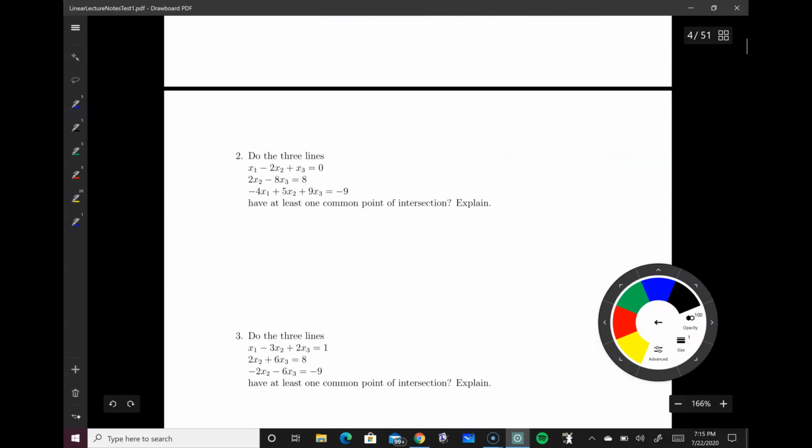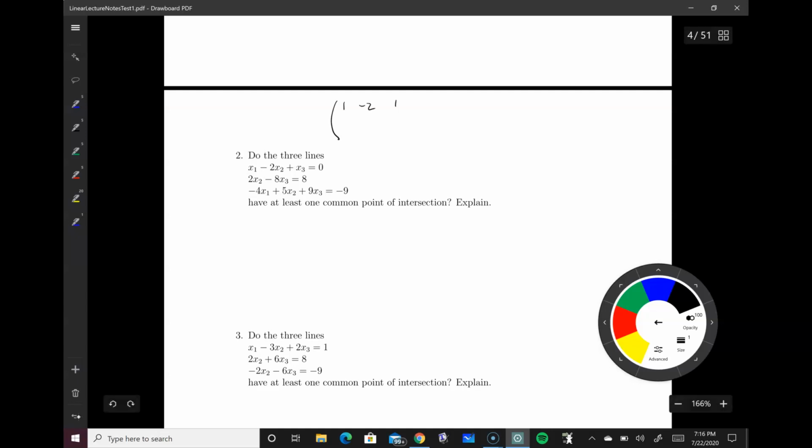All right, so before we dig into this one, let's make sure we're looking at what the question is asking. Do these lines have a common point of intersection? So that means we can stop. We don't have to go all the way to the unique solution. So let's first put this into a matrix. I would encourage you to write in the matrix entries by row.